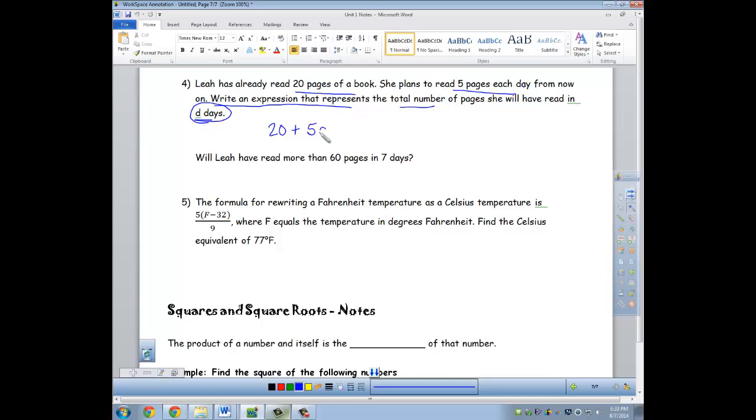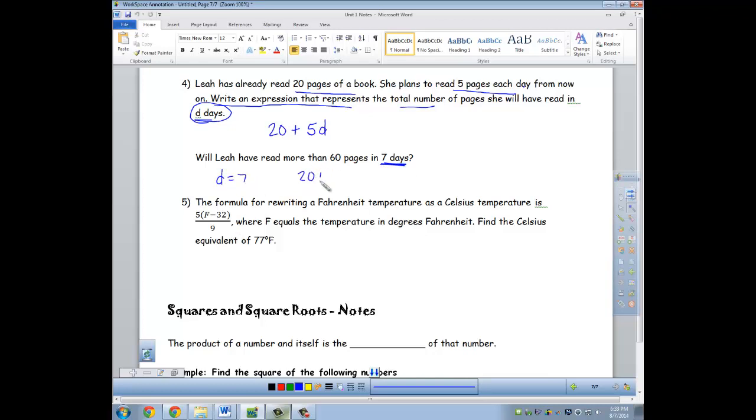Five times x, if they are not like terms, that's just basically what this rule is saying. One has a variable. The question says, will Leah have read more than 60 pages in 7 days? So I cannot put 4 and x together. Since they say 7 days, that means my d for days is going to be equal to 7. That's just 4 plus 3. We know how to do that.